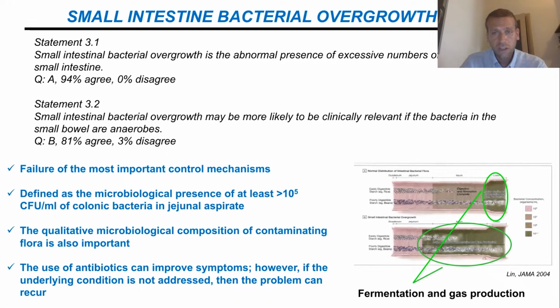In this field, the qualitative microbiological composition is also really important, and we will see how the presence of methane-producing bacteria can influence the result of this test. A correct definition of SIBO is also really crucial, because the use of antibiotics can improve the symptoms, but if we do not identify the underlying condition sustaining SIBO, then the problem can recur. So the next statement of our consensus says that SIBO may be more likely to be clinically relevant if the bacteria in the small bowel are anaerobes.